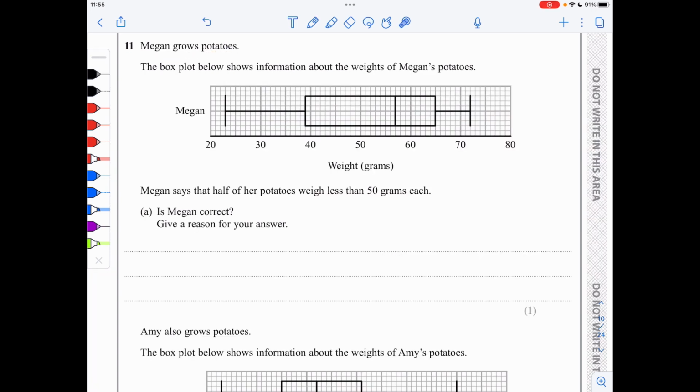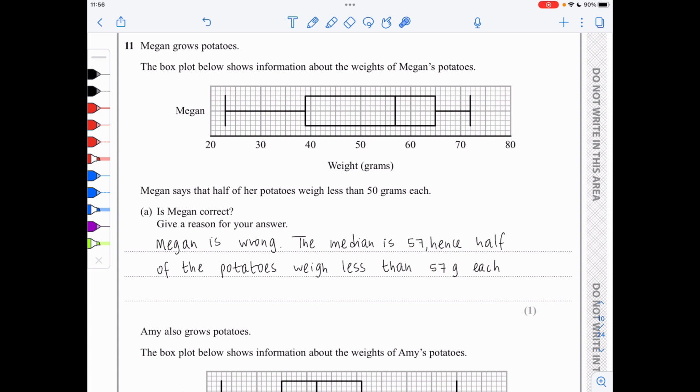We've got the box plot here showing the weights of Megan's potatoes. And Megan says that half of her potatoes weigh less than 50 grams each. The question is whether Megan is correct, and we need to give a reason for our answer. Well, looking at the box plot, we see that the median is 57, and therefore Megan is wrong because the median is 57, hence half of the potatoes weigh less than 57 grams each.